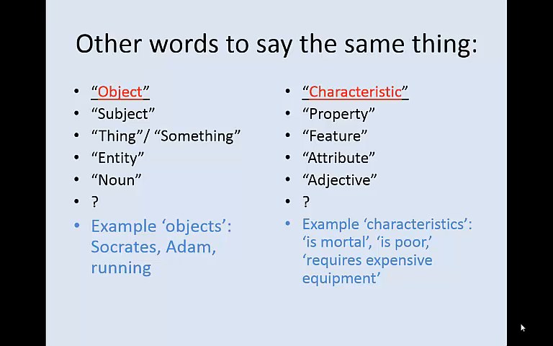And I've also used the words characteristics, properties. We could also say feature, attributes, adjective, whatever. Use whatever words make sense to you. So the example characteristics we've seen so far are the characteristic of being immortal, being poor, requiring expensive equipment, and so on.